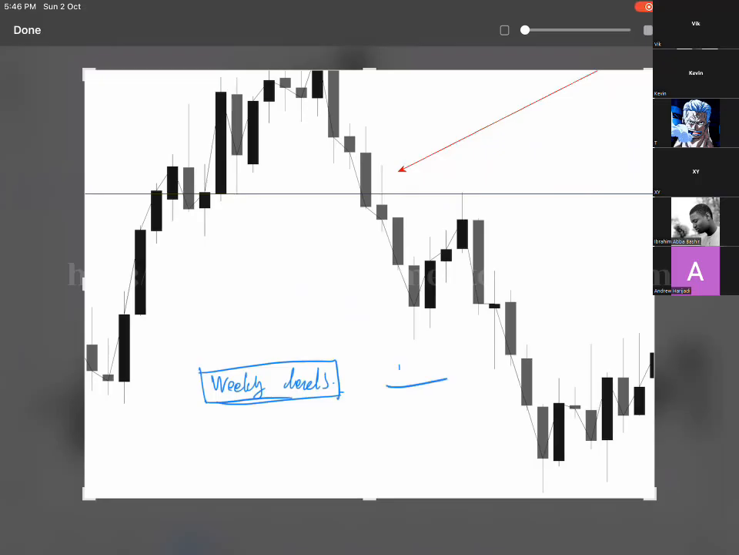If the first weekly breaks, you wait for the next weekly. Next weekly breaks, you wait for the next weekly. Eventually, the weekly will go up. So the thing is, even if H4 is in downtrend, it cannot fight weekly.